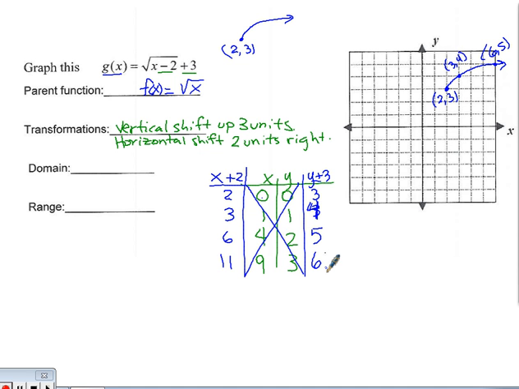The domain and range. Which x values and which y values are we talking about here? X's that are greater than or equal to 2, and y values that are greater than or equal to 3.